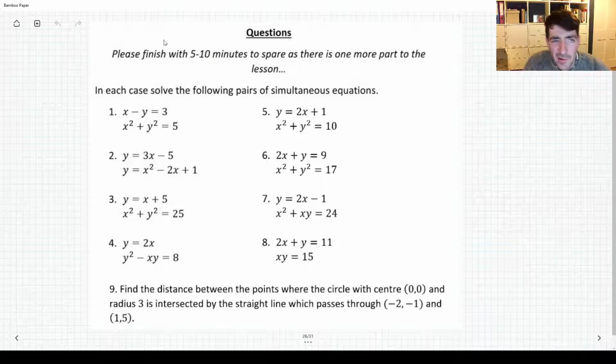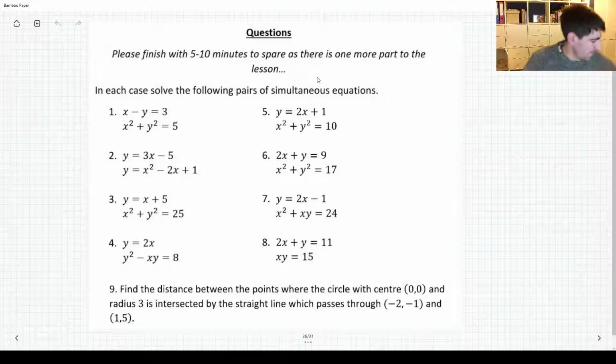Can I ask that you finish with 5 or 10 minutes left, so that you have time to mark it, and then there's actually one more little bit after this. So please make sure you finish maybe with 10 minutes to go, and then go from there. So you can pause this and we'll do the answers in a sec.